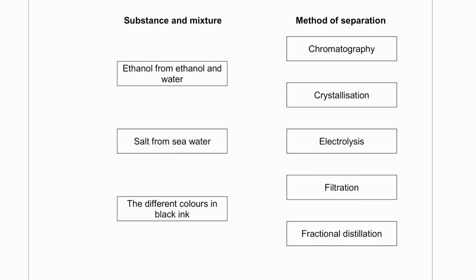So what do we see here? We see substances and mixtures. The first substance and mixture that we can see here is ethanol and water. Ethanol is an alcohol and has a boiling point of 78 degrees Celsius, and water has a boiling point of 100 degrees Celsius. So they have a boiling point difference, and these two liquids can mix together. So they are miscible liquids.